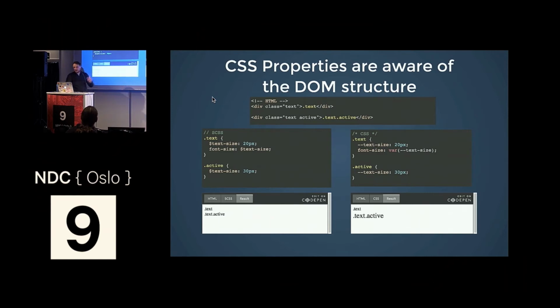And CSS Custom Properties, as I said, solve another problem which cannot be solved anyhow with preprocessors: they are aware about your DOM structure. Let's take a look. Usual example, yeah? You have text and text active. Let's say you want to have bigger text. What do you do in Sass? Text size, apply font size, done. You want for active just to change one variable, yeah? What are you doing? Text size, 30 pixels. Because of things we discussed just now, nothing changed. Your Sass will not provide anything to the output.